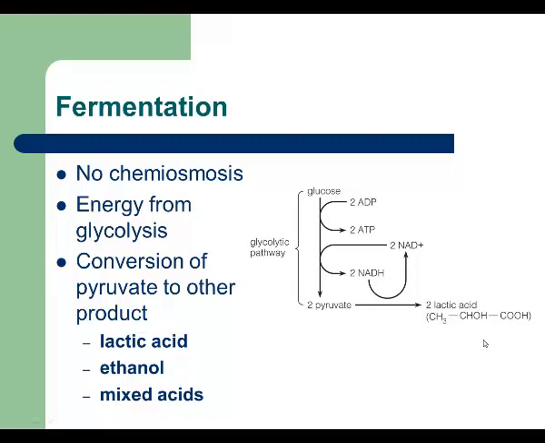What is the end product of fermentation? The end product of fermentation is acid, for example, lactic acid in lactic acid fermentation, or a mixture of acids, for example, in mixed acids fermentation. And some types of fermentation also produce gas, for example, CO2 or hydrogen.